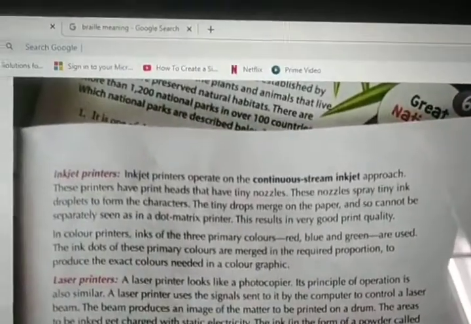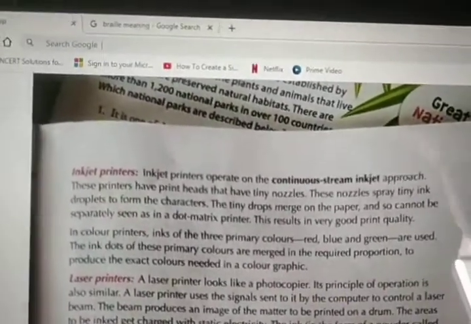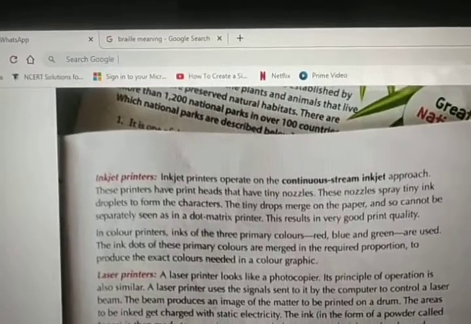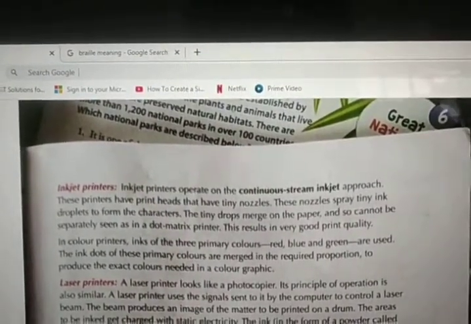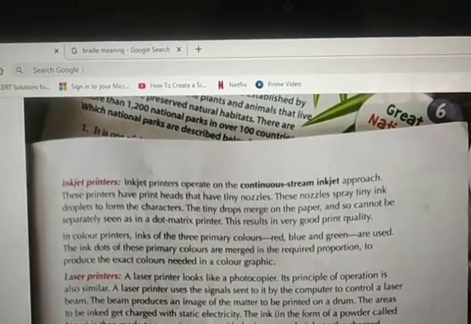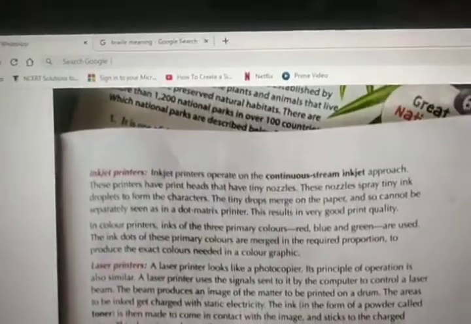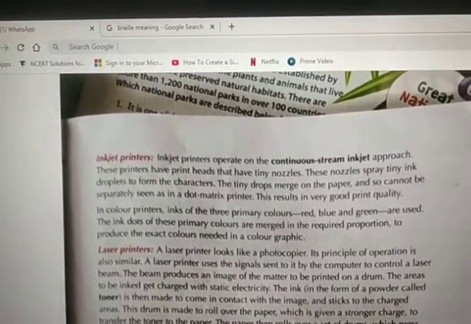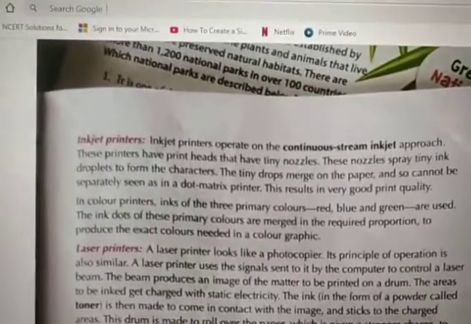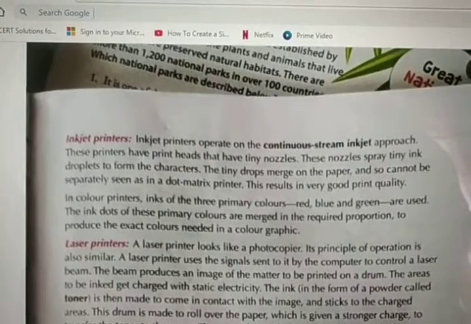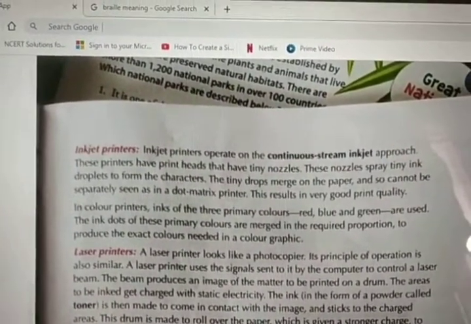First one, inkjet printer. These printers have tiny nozzles on their head, on the printer head. These nozzles spray tiny ink droplets. Since it is an inkjet printer, what do these small nozzles do? They spray ink droplets on the paper.